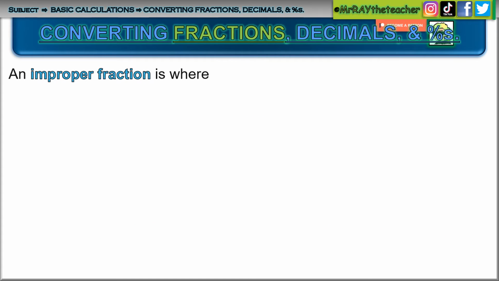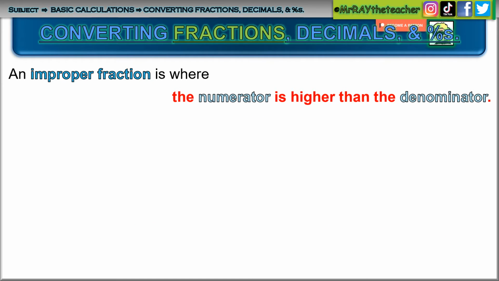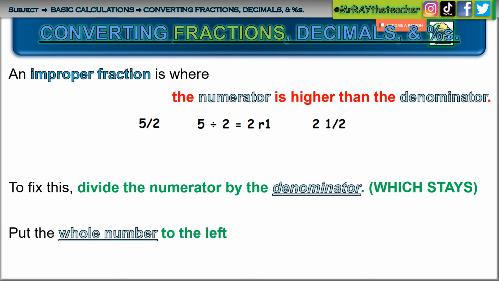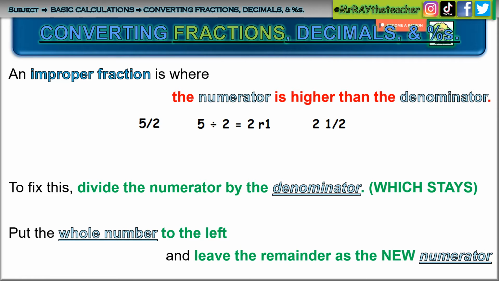So moving on, an improper fraction is where the numerator is higher than the denominator. So look, 5/2. To fix this, we divide the numerator by the denominator, which stays. So for example, 5 divided by 2, written in fraction form, equals 2 with a remainder of 1. And when we simplify that, we get 2 and 1/2, also known as 2.5. Put the whole number to the left and leave the remainder as the new numerator.